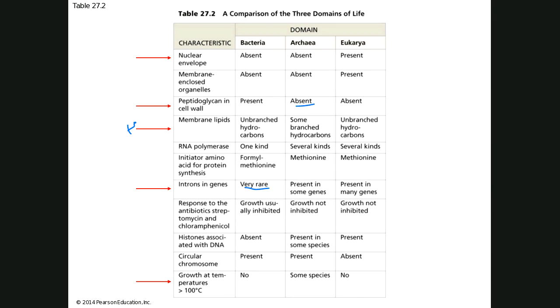You usually don't find any. Archaeans have introns in some of the genes. We have it in a lot of our genes. That's the reason for processing. It's the reason for messenger RNA processing, right? Got to get rid of the introns, the intervening sequences.